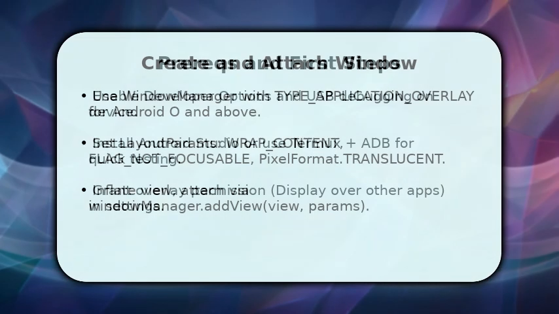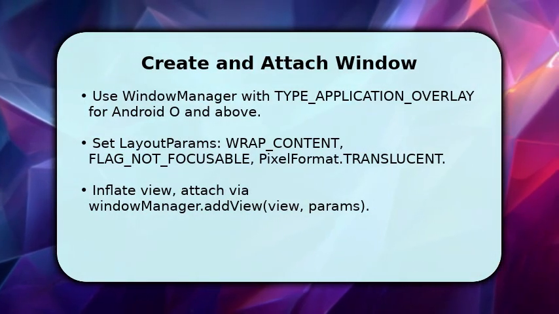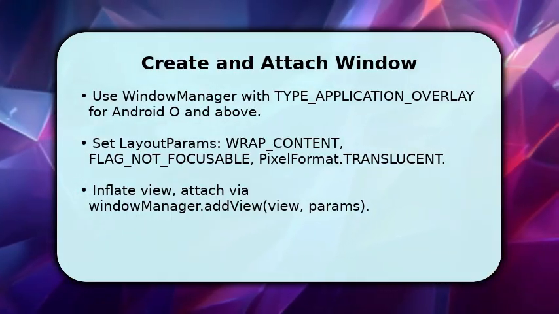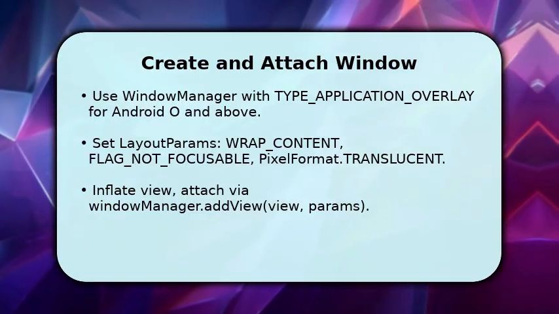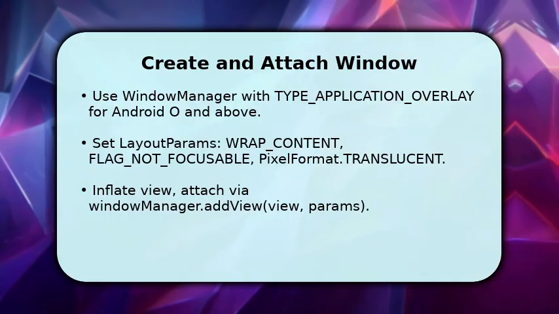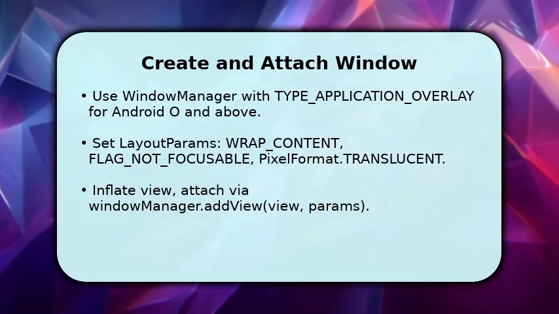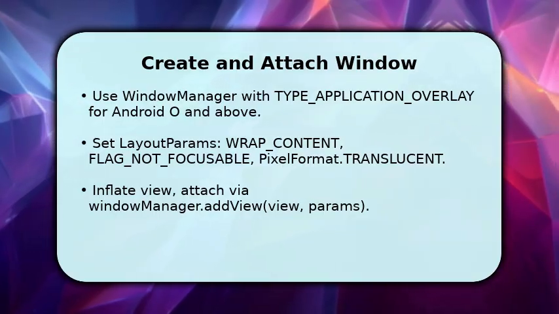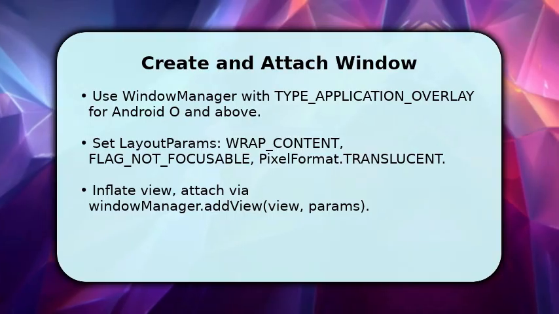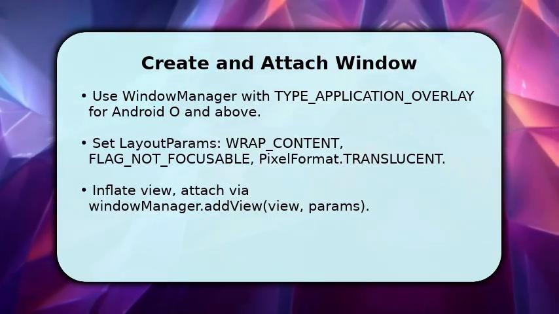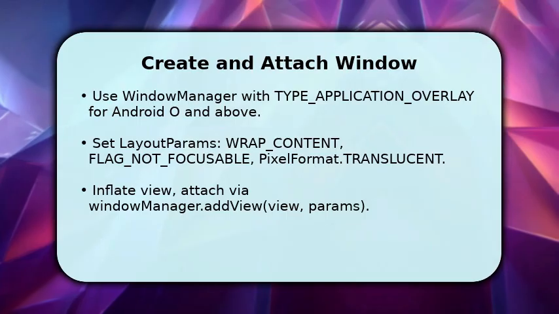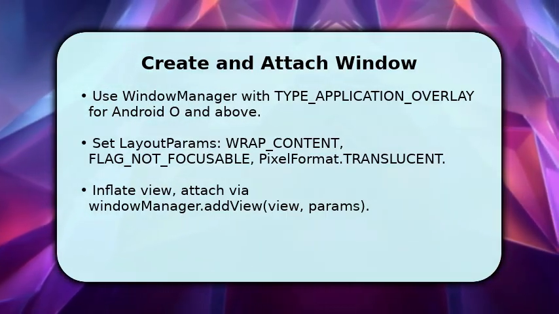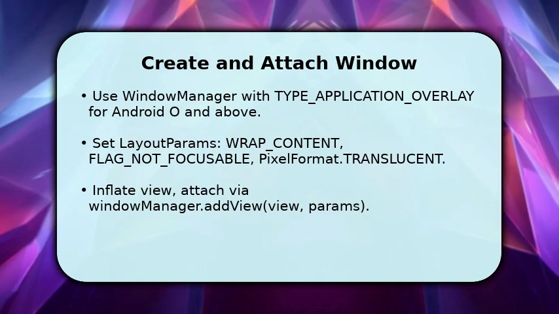You now build the floating UI and attach it to the WindowManager. Create WindowManager.LayoutParams with type TYPE_APPLICATION_OVERLAY on Android O+, and the correct width and height. Choose WRAP_CONTENT for flexible sizing. Use FLAG_NOT_FOCUSABLE so touches pass through when needed, and PixelFormat.TRANSLUCENT for smooth visuals. Inflate your view in the service, then call windowManager.addView with params. Once added, implement touch listeners to drag and buttons to close. This gives users control and a fluid, native feeling overlay.